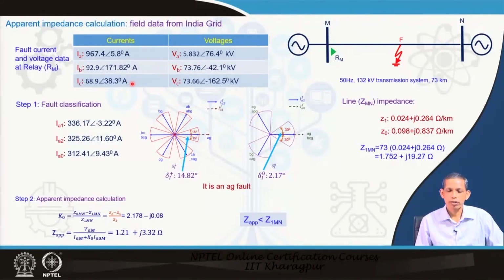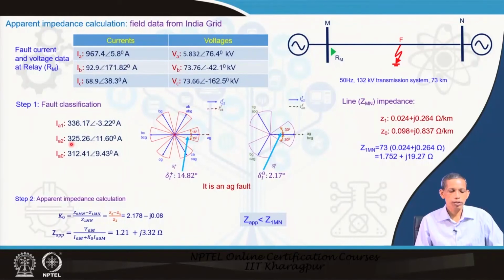Now, for the apparent impedance calculation and subsequently for the relay decision, before the apparent impedance calculation, the relay has to know which type of fault it is. Accordingly, the corresponding voltage current relations will be used. So, we use the current based fault classifier already learned in earlier lectures. We compute the corresponding IA1, IA2 and I0 and then compute delta I positive and delta I0.